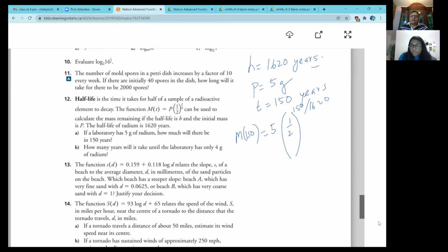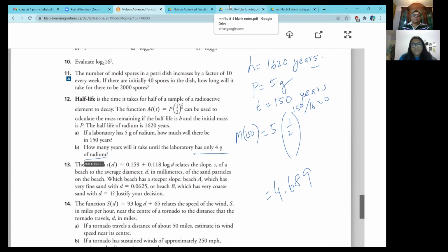So first find half, which means 0.5 to the power of 150. Yeah, calculate, see how much you get. So are we doing to the power of 150 divided by? 1620 in the exponent, yes. Okay, and multiply that by 5, correct? How much do you get? Yeah, same answer. Correct.